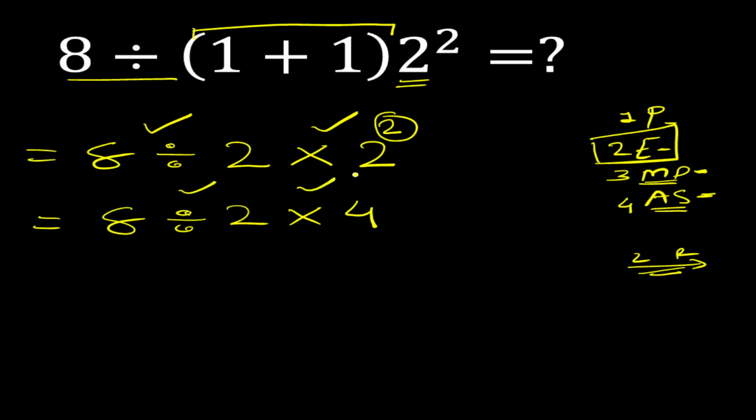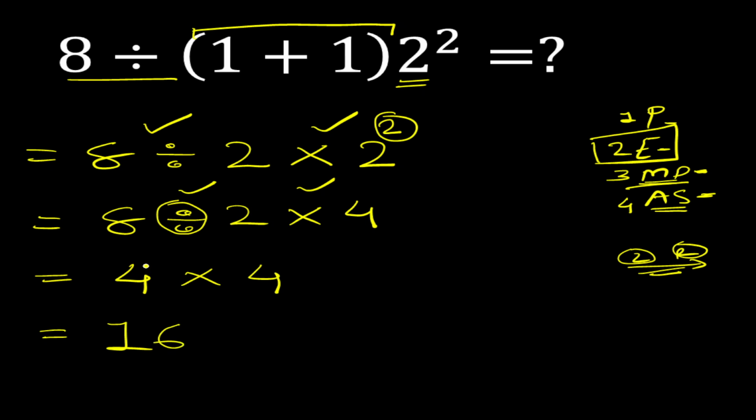Now here division and here multiplication both have equal priority, so we have to solve it from left to right. So first we have to solve this division, right? So 8 divided by 2 is equal to 4, multiply 4. Now 4 multiply 4 is equal to 16. So the correct answer is 16, right?